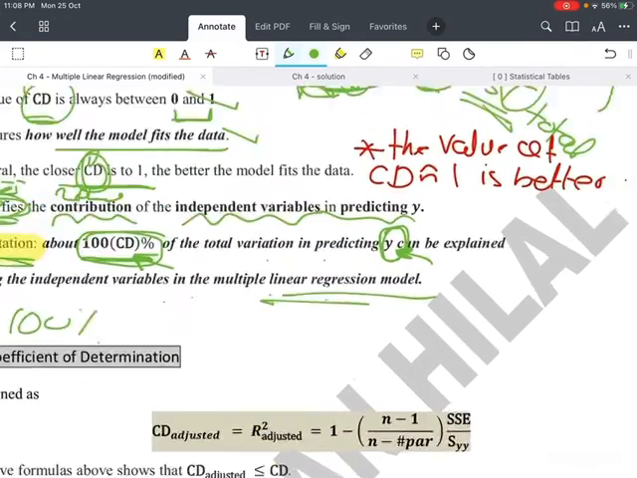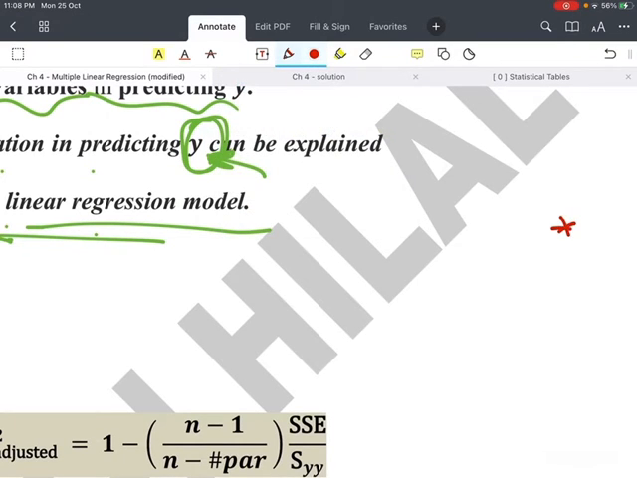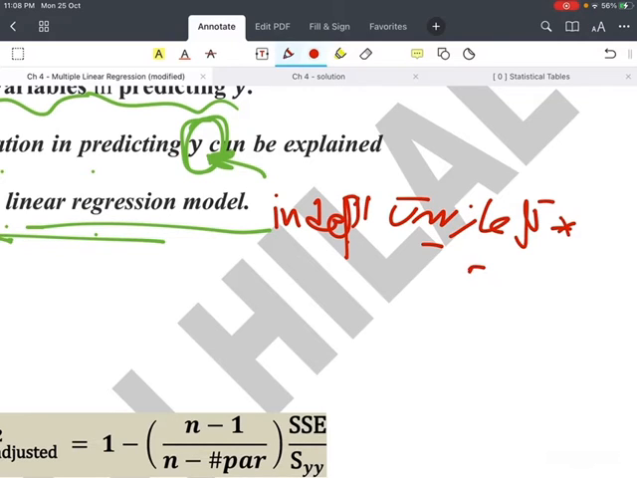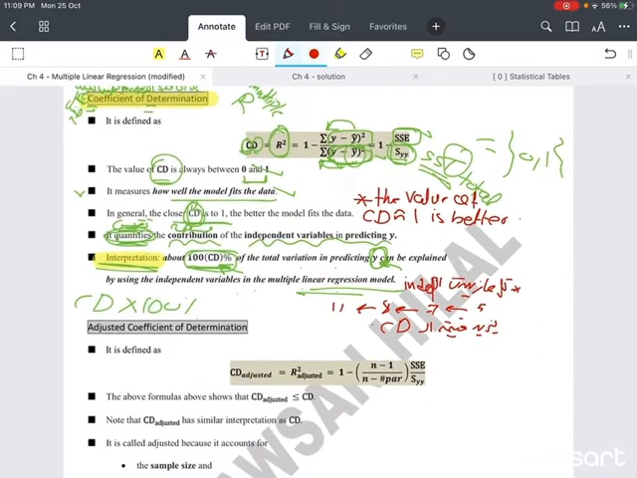So some note here. يقول لي كل ما زدت الاندبندنت، so maybe مثلا كانوا 5 سويتهم 7 or 8 or 11، كل ما زدت الاندبندنت بيزيد قيمة CD. فكل ما زادت الاكس في الموديل بيزيد قيمة CD, okay.